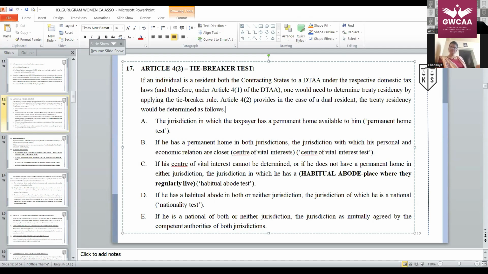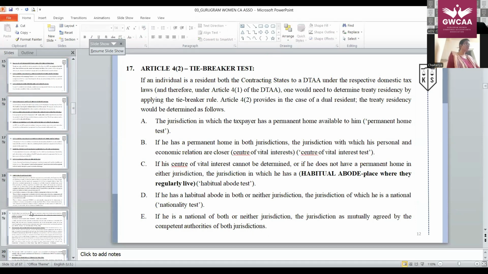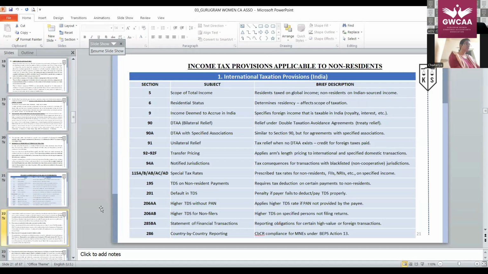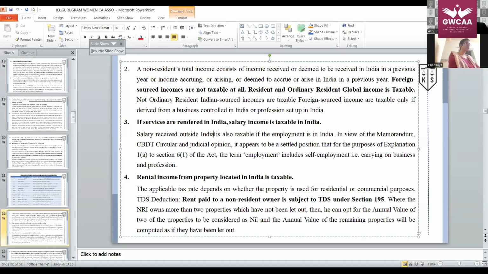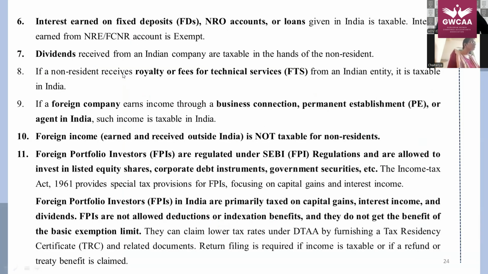So now, which are the incomes for which non-residents have to pay tax in India? So first and foremost is any Indian source income of non-resident is taxable in India. So what kind of income are they? Means first is salary income. If non-resident has earned any salary income from India or from the sources of India, then he is taxable.